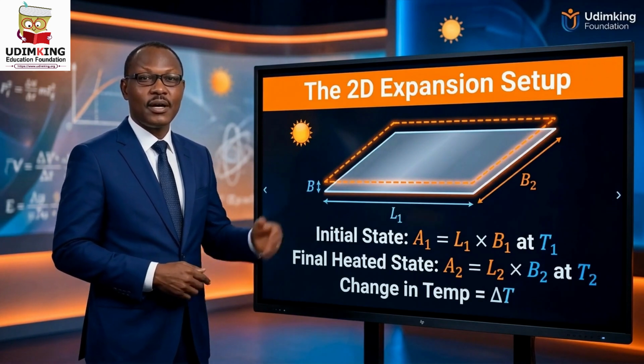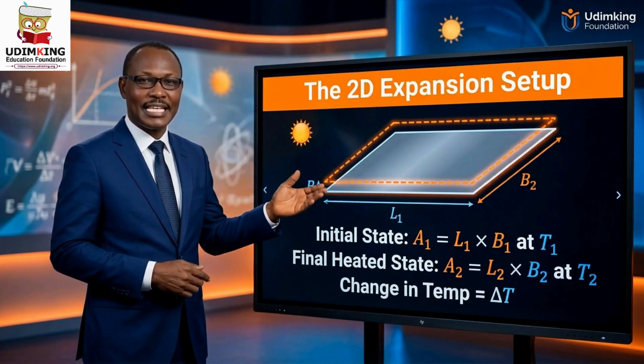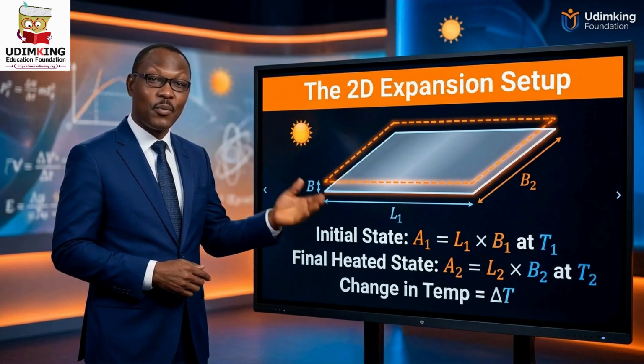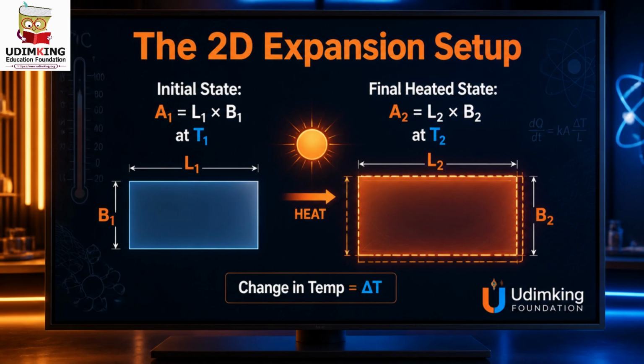At an initial temperature T1, this sheet possesses an initial length L1 and an initial breadth B1. Therefore, its initial surface area, let's call it A1, is simply L1 multiplied by B1. Now imagine we heat this sheet, causing the temperature to rise by an amount Delta T. What happens? Both dimensions stretch. The length expands to L2 and the breadth expands to B2. Consequently, our new final area, A2, becomes L2 times B2. Keep this setup firmly in your mind as we begin the math.